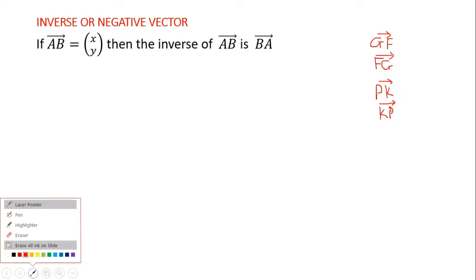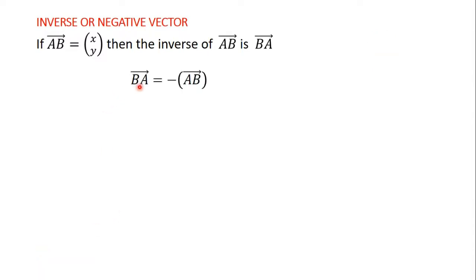How do you find the inverse of a vector? Vector BA, which is the inverse of vector AB, is equal to minus vector AB. So if you have one vector and you want to find its inverse, multiply each component by minus 1. So here, vector BA, which is the inverse of vector AB, is equal to minus times vector AB. And this will give us, what are the components of vector AB? xy. So minus xy.